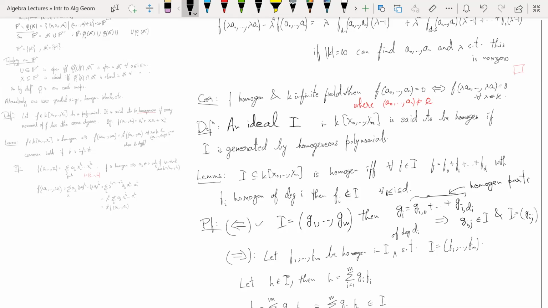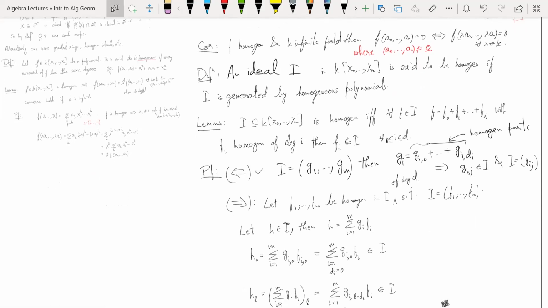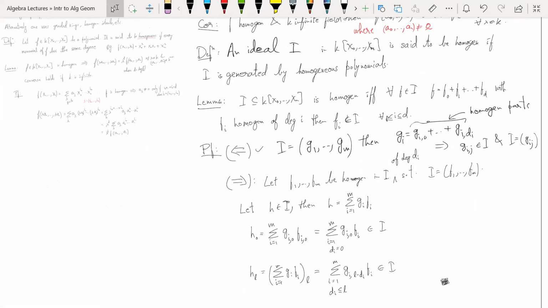Okay, any questions? For the other direction, the forward direction, one has to do some calculation. Suppose I is a homogeneous ideal, so that means it is generated by homogeneous polynomials f1 to fm, and let's say fi has degree di.